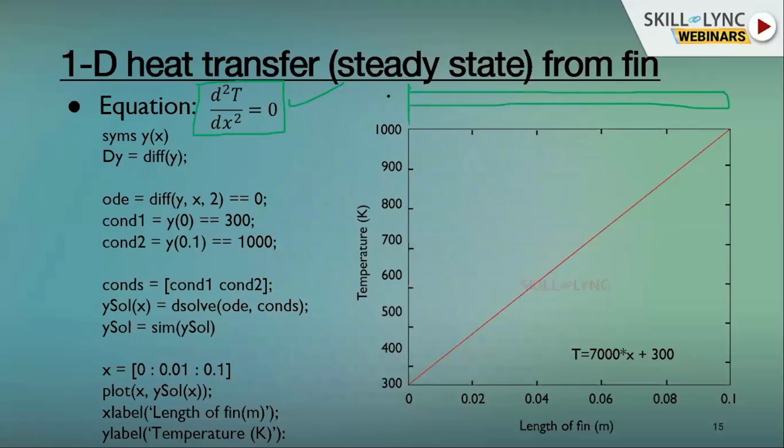As we have mentioned in the problem, the fin has a length of 0.1 meter. So we have to initialize this differential equation in Matlab. So this is syms y(x).